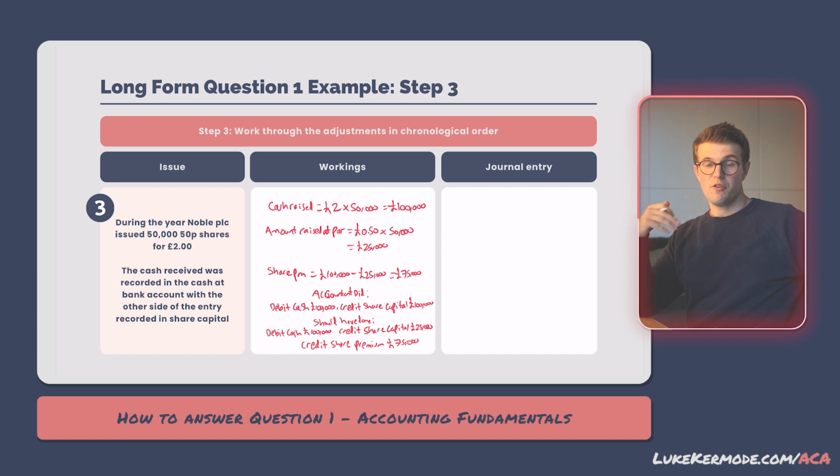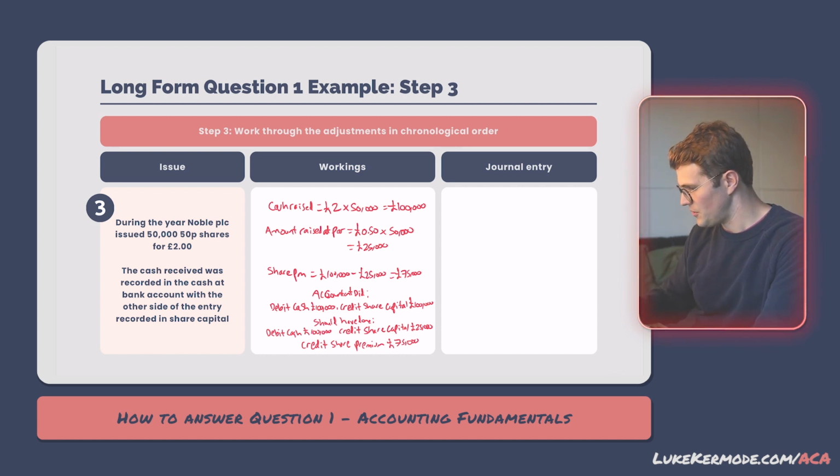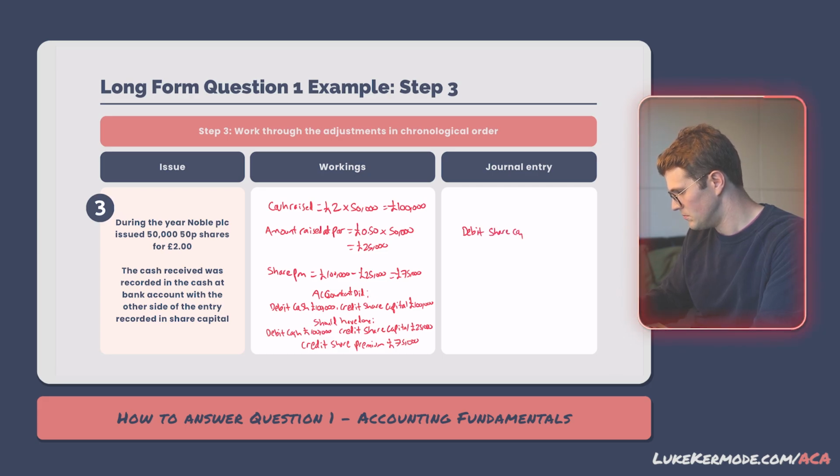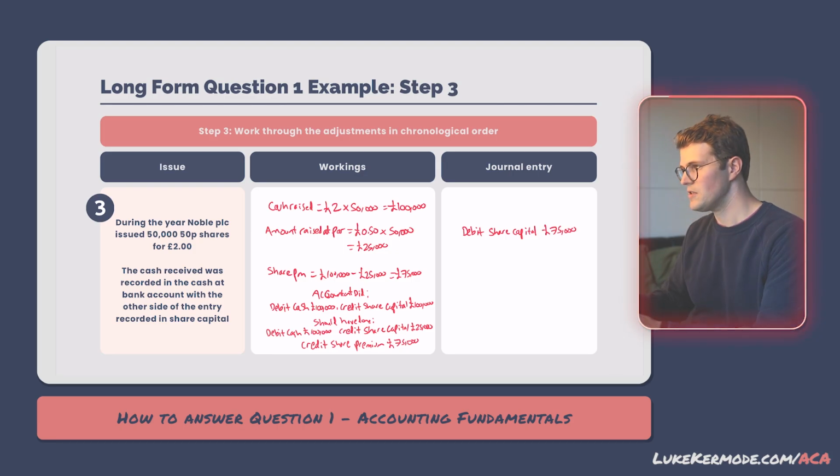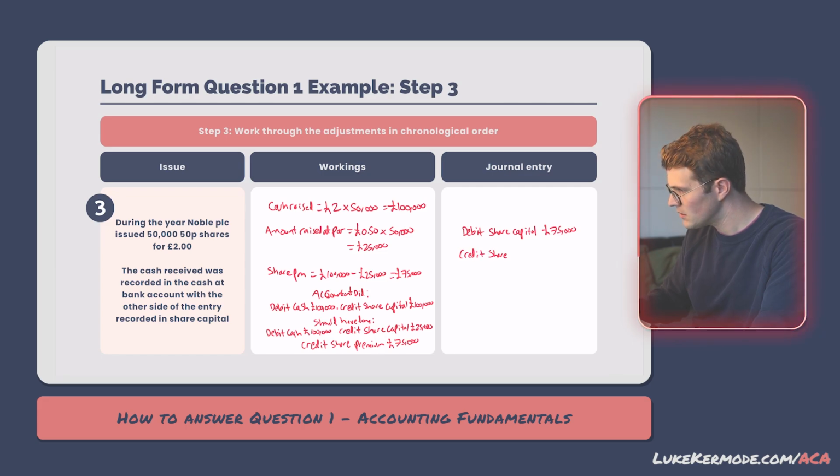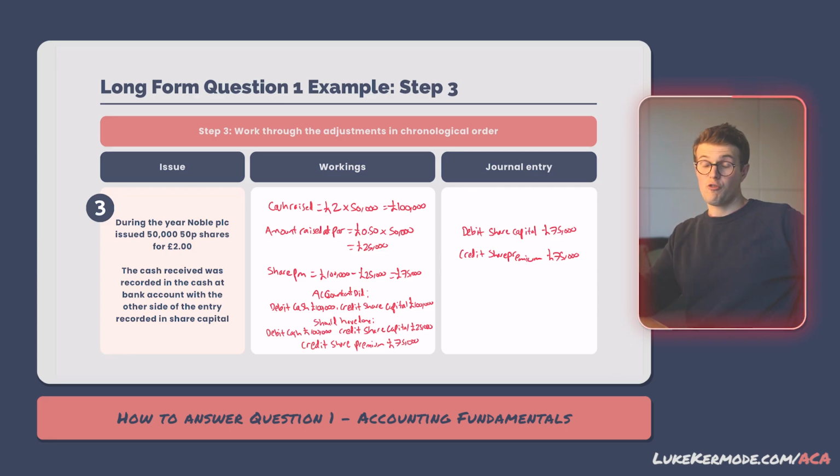To fix this mistake, we need to put through the following correcting journal entry. We need to debit share capital 75,000, and that removes the amount which share capital was overstated by, and we need to credit share premium by 75,000, which accurately reflects the amount that should have been recorded in the share premium account.